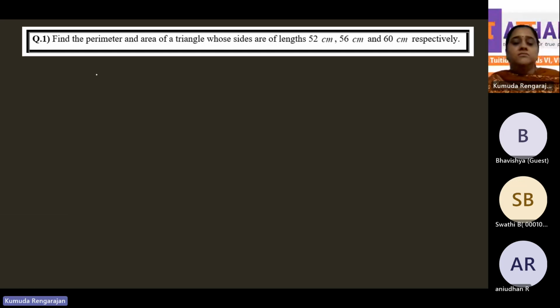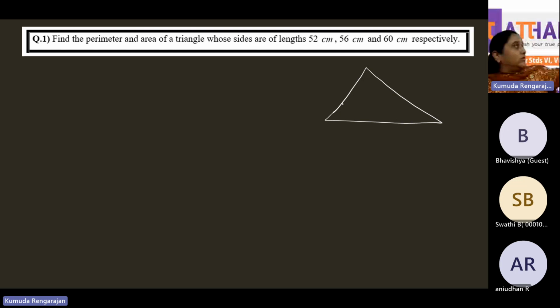listen to me. So here in this question, we are given the three sides. You will have to look at the screen. You don't have to look at me, look at the board there, okay? So we are given the length of the three sides of the triangle. See the question: find the perimeter and area of a triangle whose sides are of length 52 centimeters, 56 centimeters, and 60 centimeters. Given the three sides of the triangle, we have to find the area and perimeter.